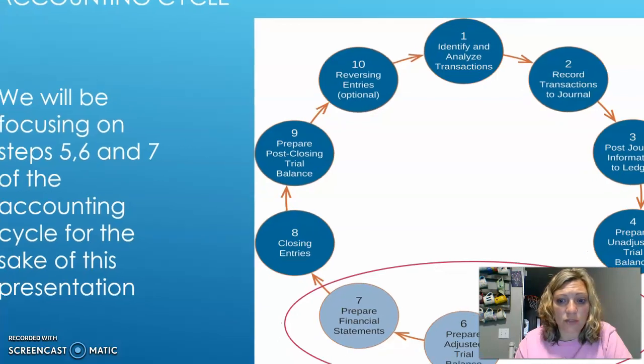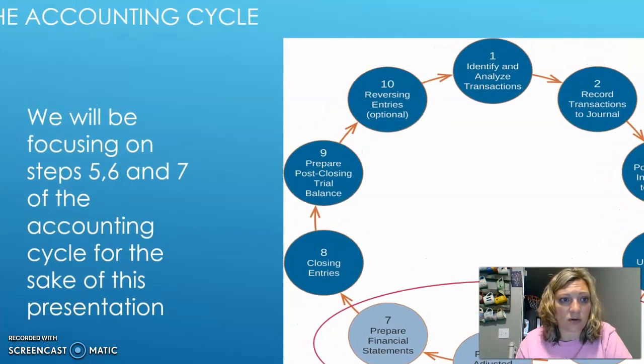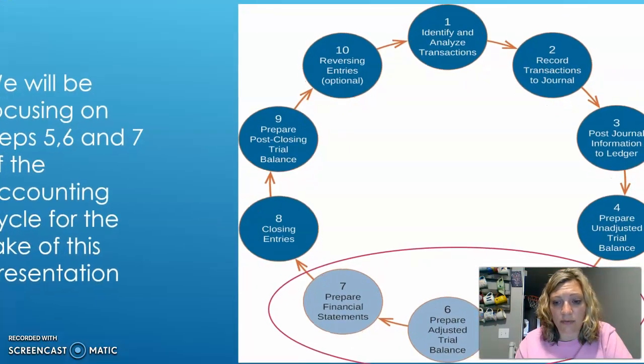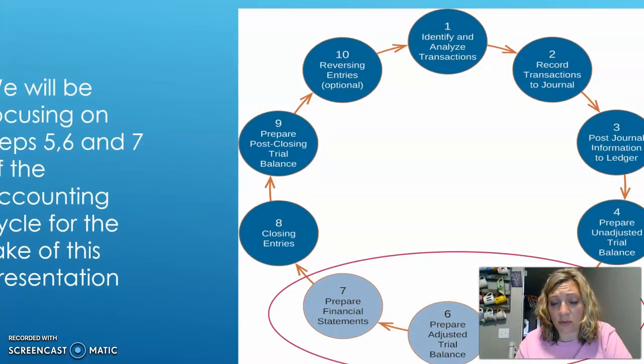Okay, so here I'm showing the accounting cycle. I'm not sure if you can see that. So for the sake of the $350,000 loss, we're going to be focusing on steps 5, 6, and 7: adjusting the entries, preparing the adjusted trial balance, and preparing the financial statements.